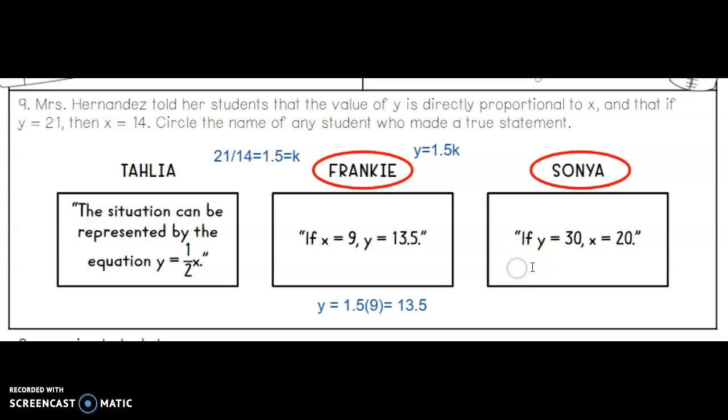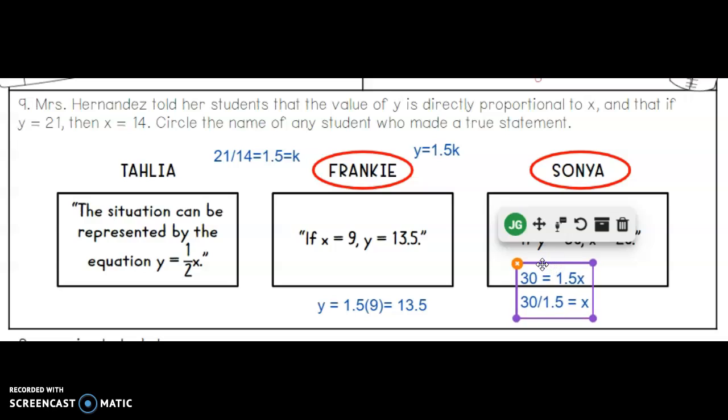Now let's test Sonia's. Sonia says that if y equals 30, well, let's plug that into our equation. 30 equals 1.5x. She says that if y equals 30, then x is going to equal 20. So what is 30 divided by 1.5? That is going to equal your x value. And when you key it into your calculator, you do in fact see that 30 divided by 1.5 does equal 20.